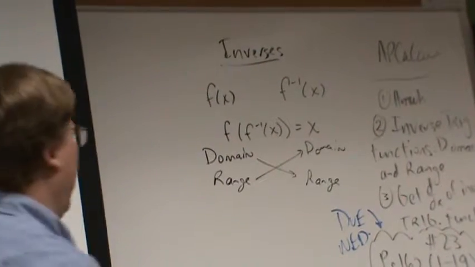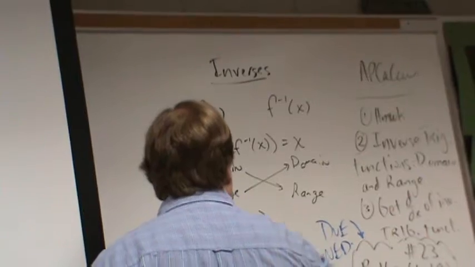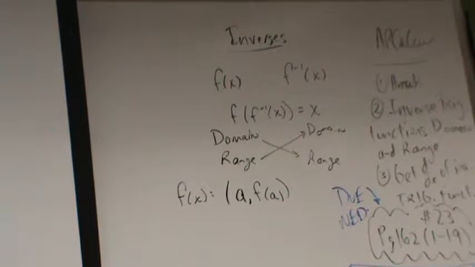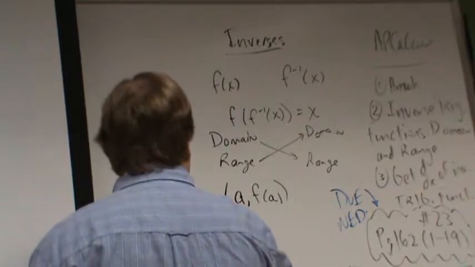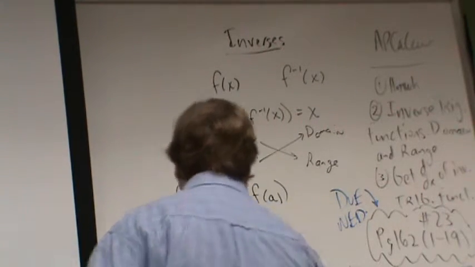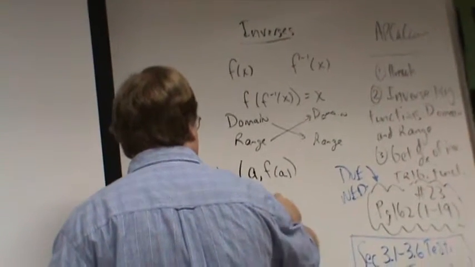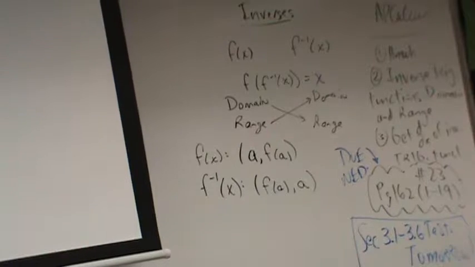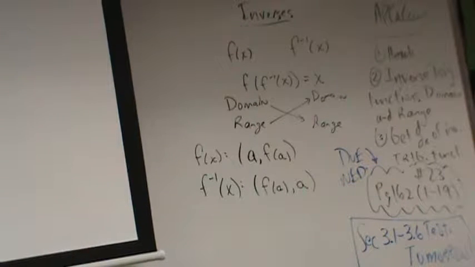The reason for that is because if I've got some point, let's say a comma f of a, that's on f of x, then its cousin, a point that's going to be on f to the negative 1 of x, will have the x and y switched. That is, f to the negative 1 of x is going to have the point f of a, comma a. And that's going to be true for all of the points. The x's and y's get switched. If f of x has a bunch of points, then f to the negative 1 of x is going to have the same points, only with the x and the y switched.